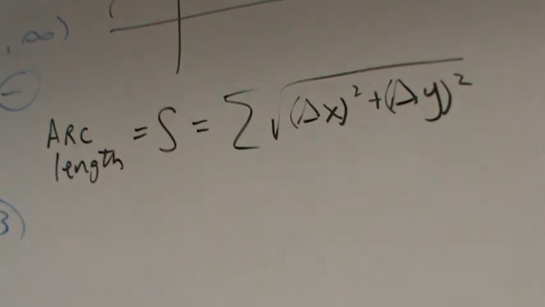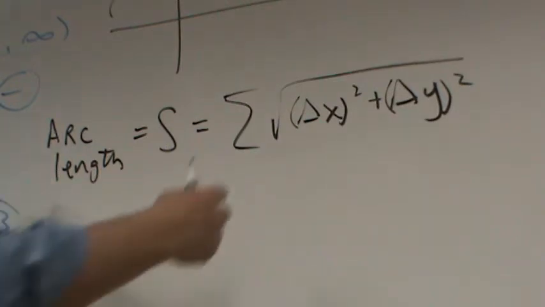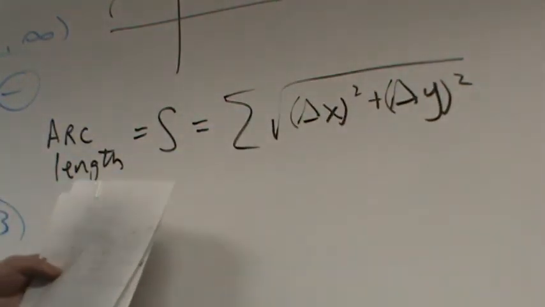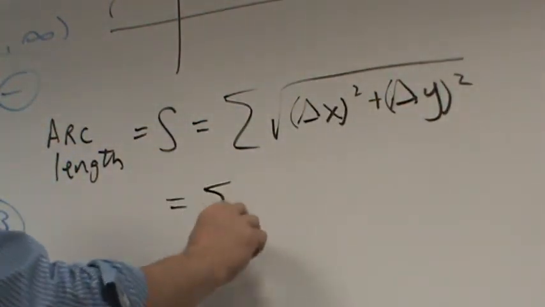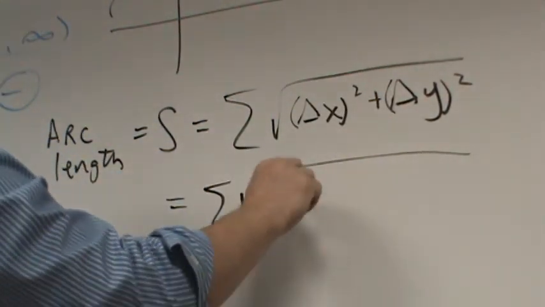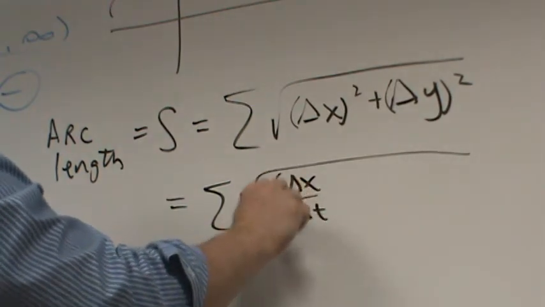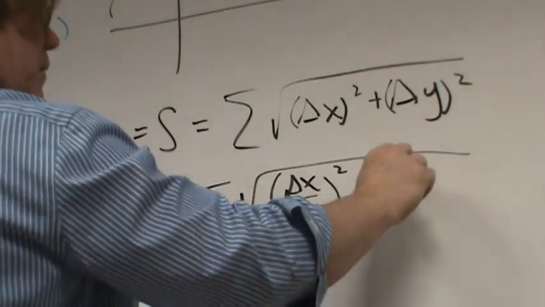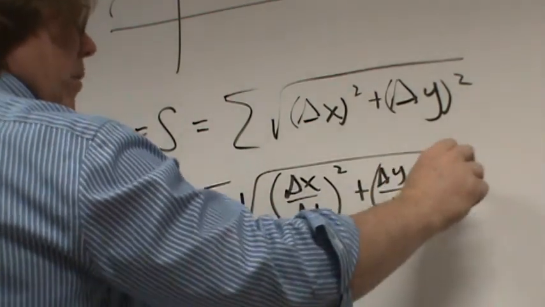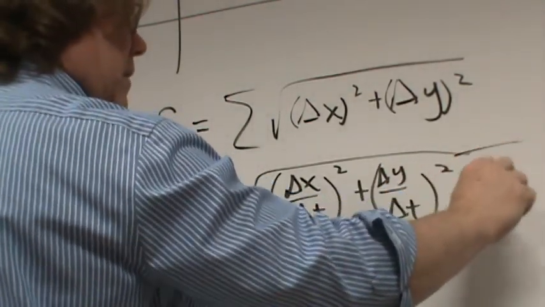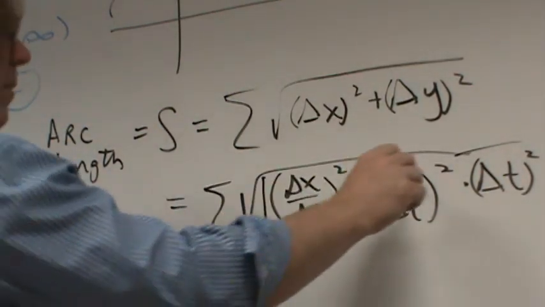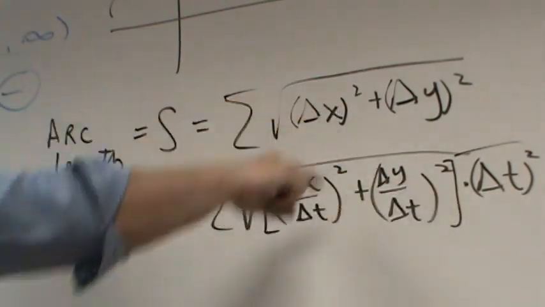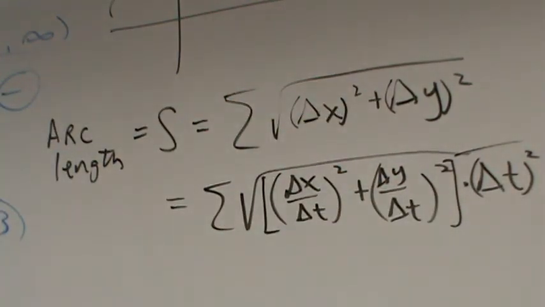But guess what happens next? I'm going to divide these guys by delta t squared and put out a delta t squared. I'll show you what I mean. This is now the square root of delta x over delta t squared plus delta y over delta t squared, times delta t squared. Are you okay that what I have here is mathematically the same as what I have there? And like I said, just look at it. See if you believe me. You believe I'm not a liar.